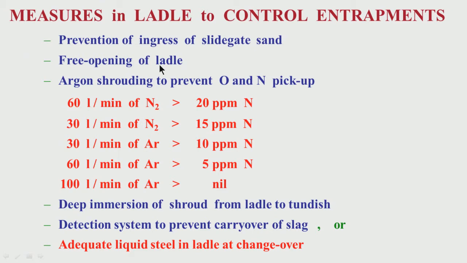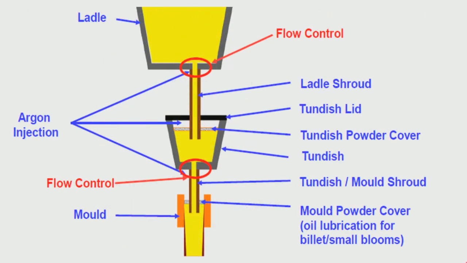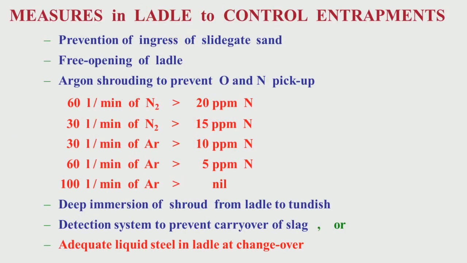Now, suppose we have controlled the sand, we have opened the Ladle free, so the liquid steel is coming out from the Ladle, as I have shown you, to the Tundish through this shroud. Now we have to make some inert gas injection, we have to push some inert gas, that means argon. So now how is it done? There has been some experimentation for this.